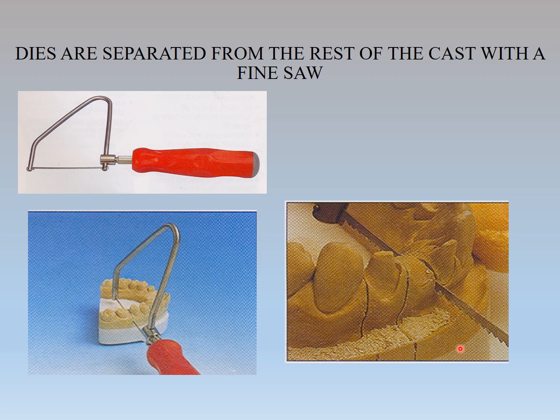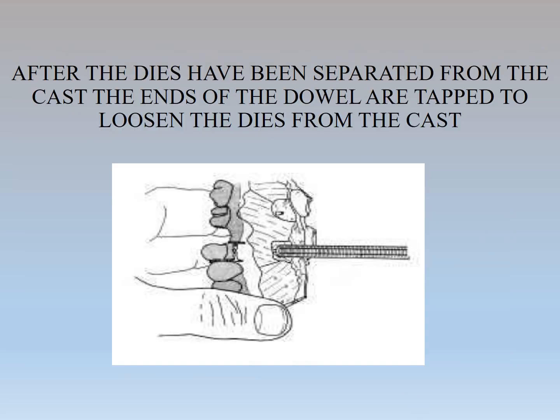Okay, and you can see when you pour it into two different colors, you'll be able to happily appreciate it, guys. So you can just saw it out and then it should be easily able to be taken. Okay, all right. After the dies have been separated from the cast, the ends of the dowels are tapped to loosen the die from the cast. Okay, so you can just tap it and it'll just come out, guys, as a die separate. So it'll come out as one, two, three parts.